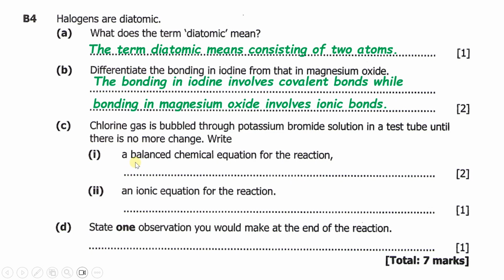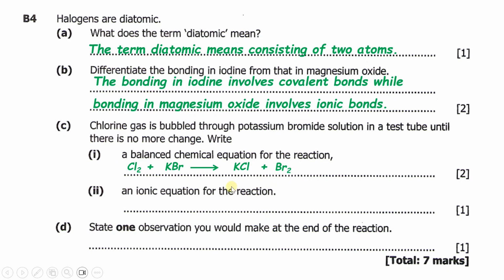So when they say write a balanced chemical equation for the reaction, we should take note of that. When we have this chlorine gas reacting with potassium bromide, it should now give us potassium chloride plus the bromine will come out as a gas.